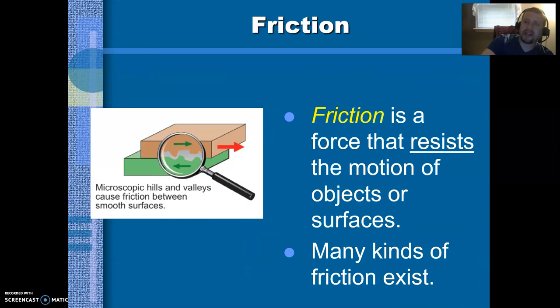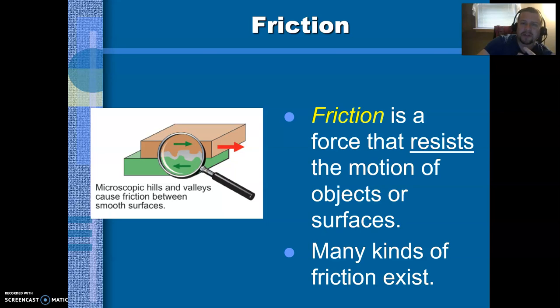Our final force is friction. Friction is a force that always resists the motion of an object when it's sliding across a surface. There's a lot of types of friction. You can include kinetic friction, where things are actually sliding; static friction, where things are stationary and trying to slide but haven't done so yet; and even like rolling friction in wheels and axles.